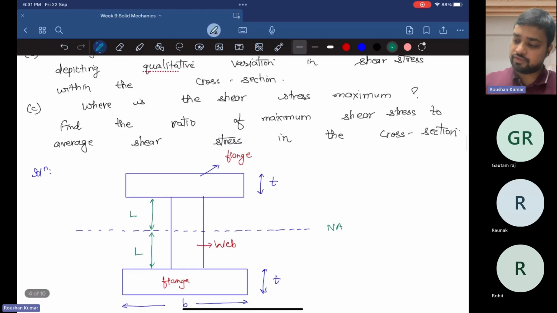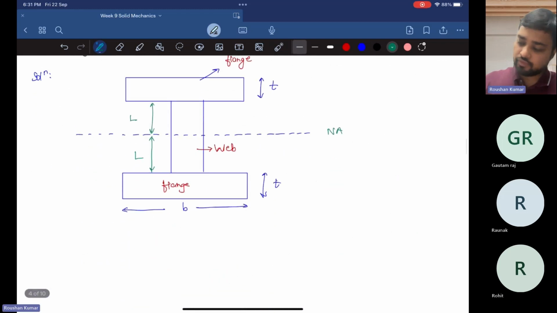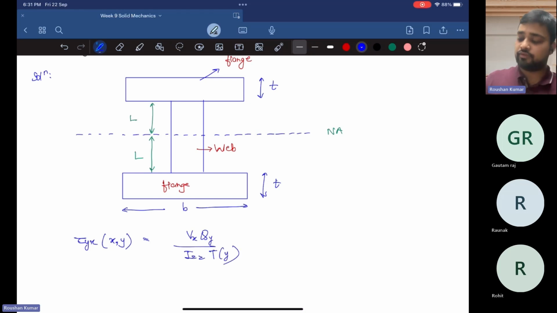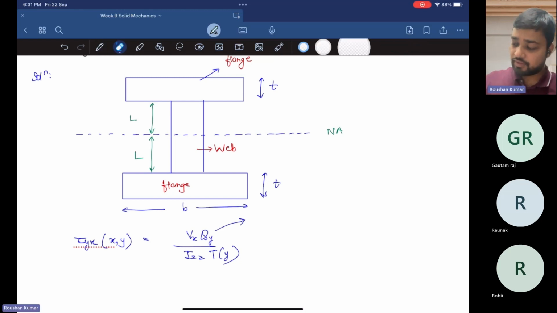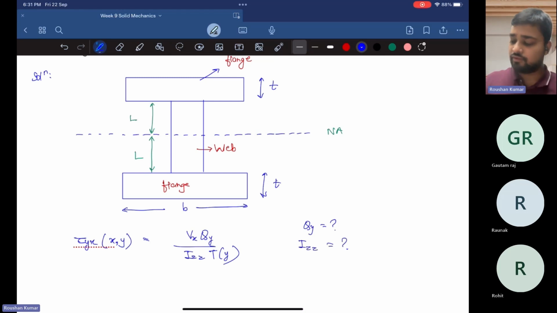Now we have to find the variation of shear stress. So for the variation of shear stress, basically tau xy is given by Vx Qy upon Izz into ty. So here we have to find two different things. The first one is Qy, we have to find what Qy is. Then we have to find what Izz is. ty we already know. So we have to find these three things. So let's start with Izz first.